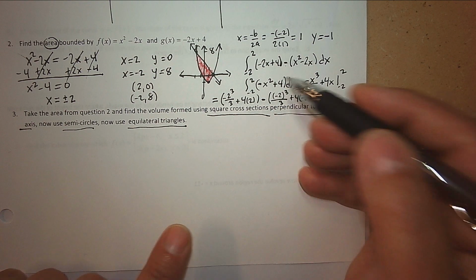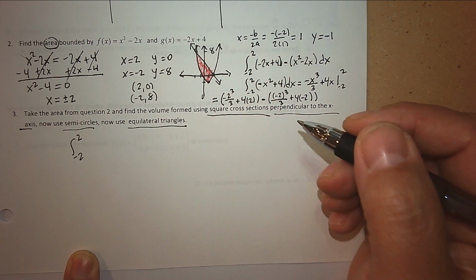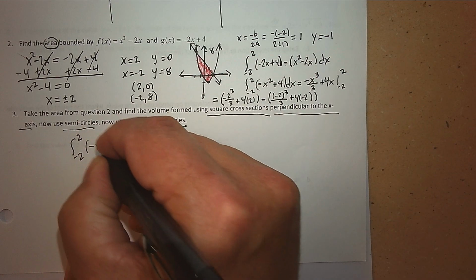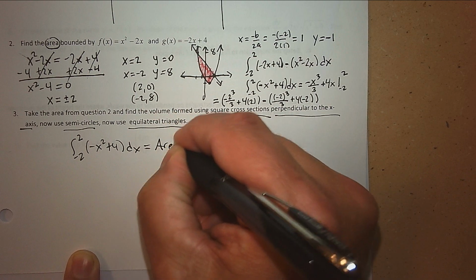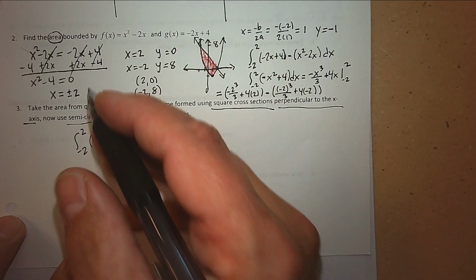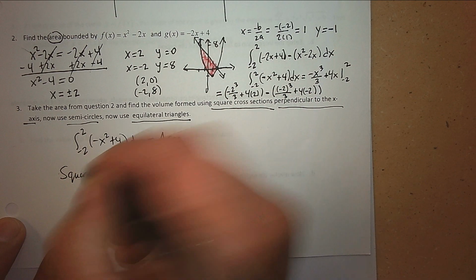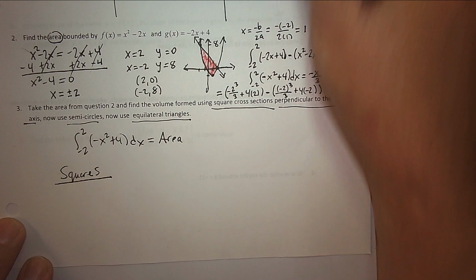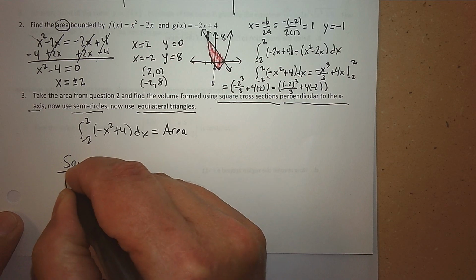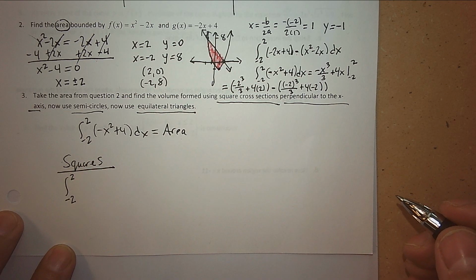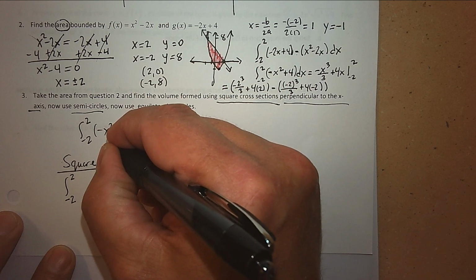So after we simplified, this is what we did for the setup for the area. -2 to +2. And it was negative x squared plus 4 dx. That gave you the what? The area. Now, how do I find the volume? And we're going to have different ways to do this. So one is squares. So what is it going to look like for squares? Well, we're still going to integrate from -2 to +2. What's going to describe the side length is exactly what we did to find the area.